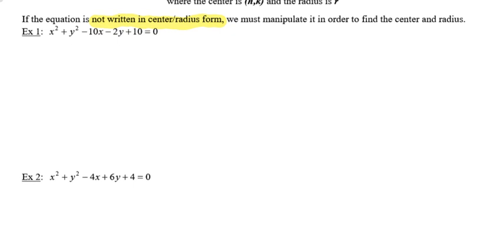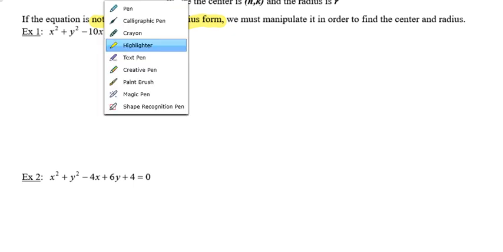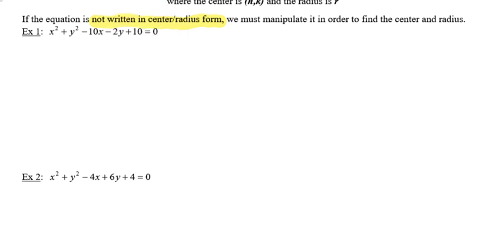So with that thought in mind for number one, I'm going to start by grouping my terms that have x's together. So x squared minus 10x. I'm going to group my terms that have y's together. So plus y squared minus 2y. And I'm going to subtract 10 from both sides to move that term with neither an x nor a y over to the right side all by himself.